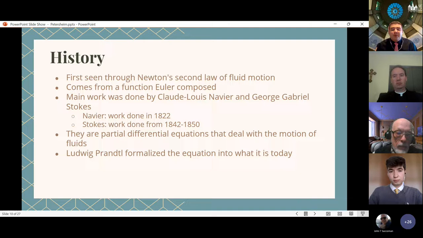The main people who contributed to the Navier-Stokes equation were Claude Louis Navier and George Gabriel Stokes. They did not work on it together at the same time, but at different times. Navier did the majority of his work in the year 1822, and Stokes did most of his work between the years of 1842 and 1850. The Navier-Stokes equations are partial differential equations, which are all about the motion of fluids. And Ludwig Prandtl helped modernize the Navier-Stokes equation into how we see it today.